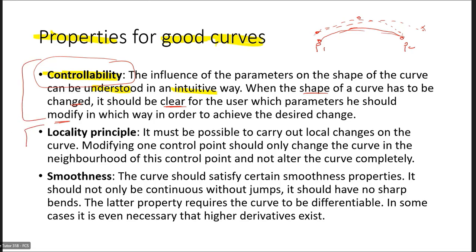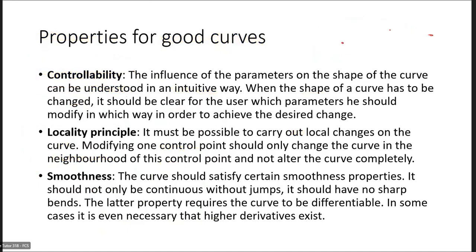Now the second property is the locality principle. What does the locality principle mean? It must be possible to carry out local changes on the curve, so modifying one control point should only change the curve in the neighborhood of this control point. That means, if you have a curve like this, and this is the control point, we have 2 points and 1 control point.